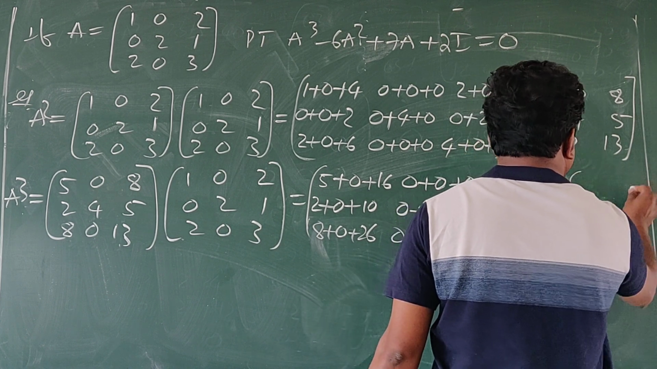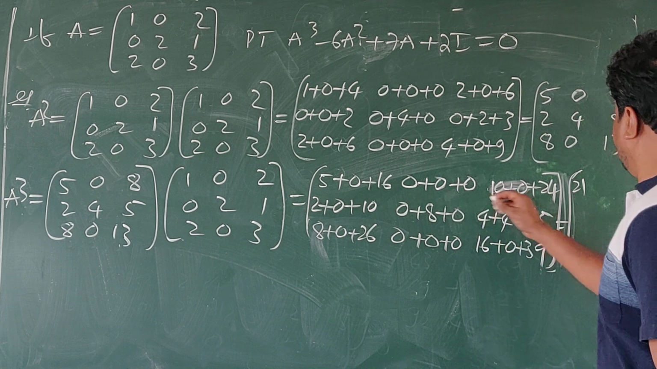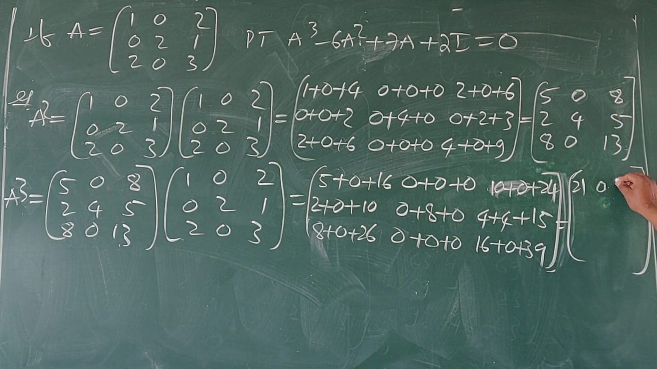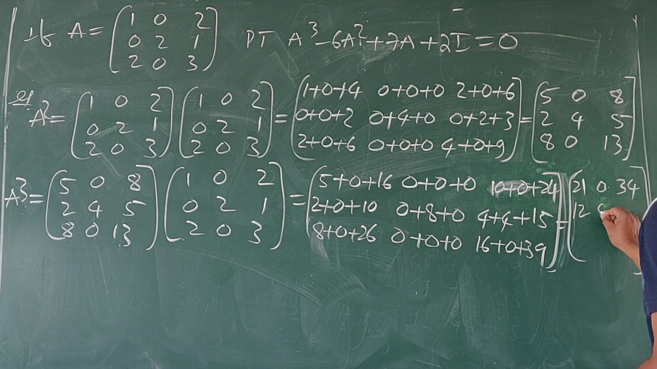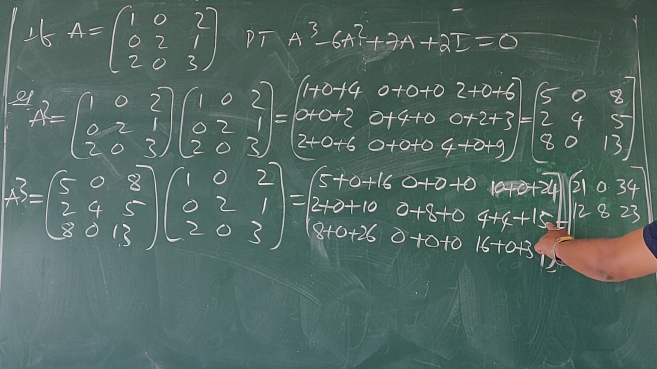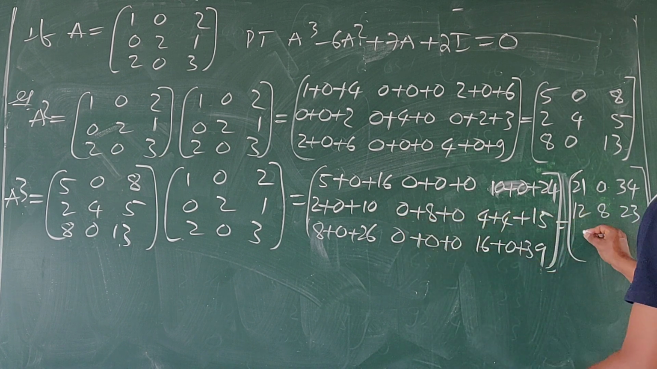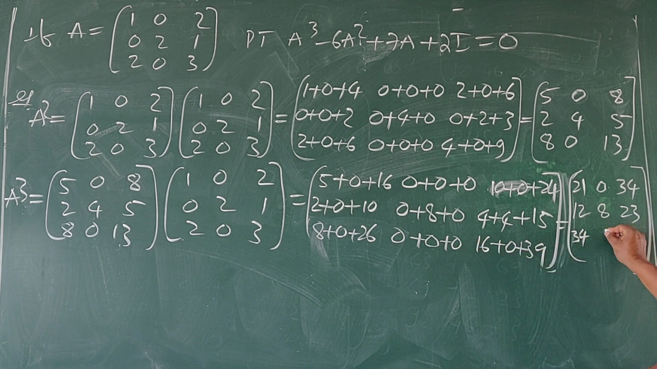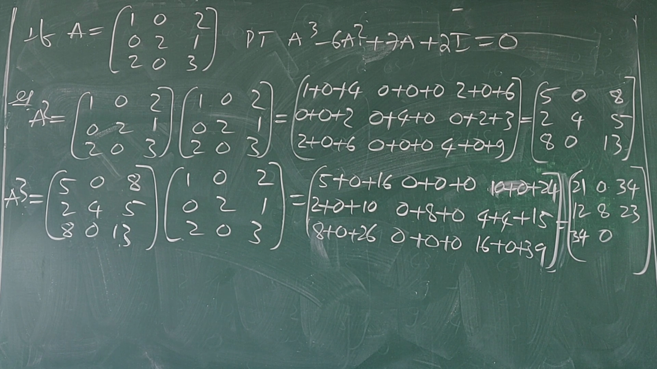Is equal to 16 plus 5, 21, 21, 0, 24 plus 10, 34, 10 plus 2, 12, 12, 8, 8. So 15 plus 4, 19, 19 plus 4, 23. 26 plus 8, 34, 0, so 39 plus 16, 55.